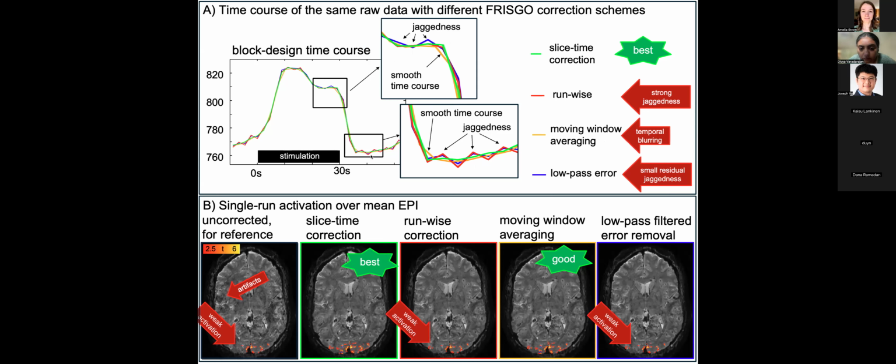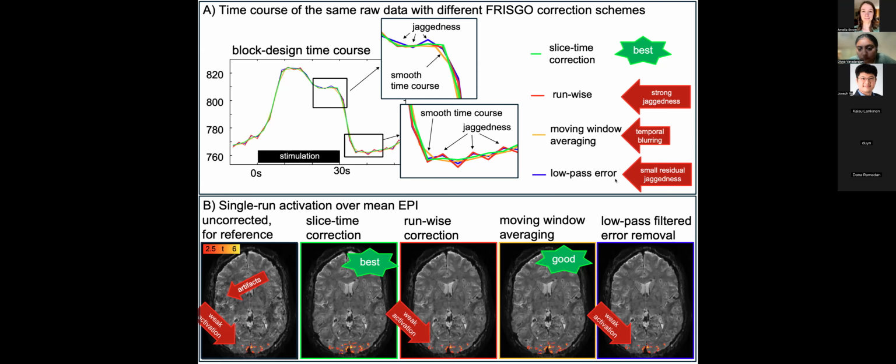And also, you do see that the artifact that we're dealing with, this jaggedness, is not really that bad to begin with. Like all of these time series look rather similar. You can see that for the run-wise approach, where you assume that the ghost is the same across runs, like in DPG, there is a residual jaggedness happening.